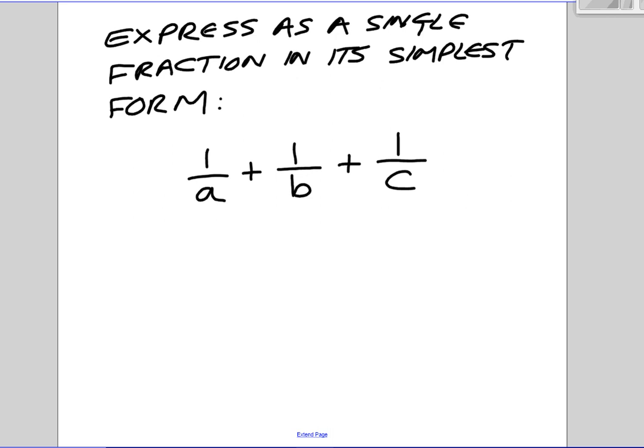So we've dealt with fractions, but this time we get 3 fractions, 1 over a plus 1 over b plus 1 over c. And if you've done a little bit of physics, you might recognise something like this. Okay, especially to do with things called resistors. And that doesn't mean that you resist me, or whatever your lecturer is.